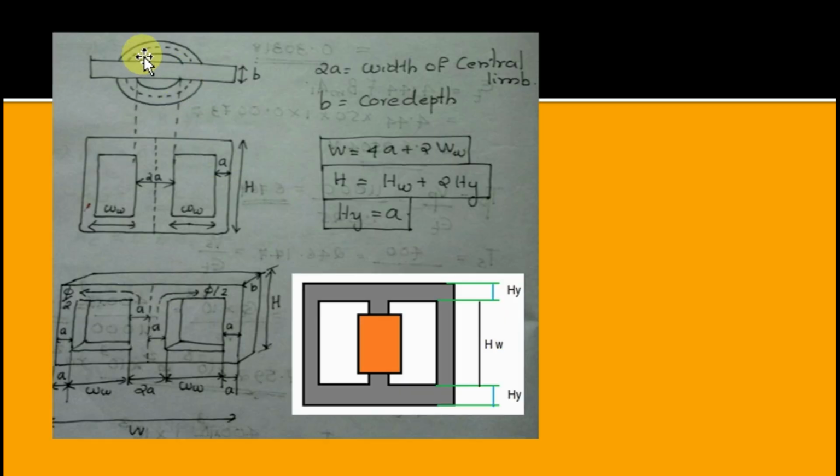The depth of the core is B. Width of central limb is 2A. Width of other limbs are A. Width of window is Ww. Total width is W and total height is H.